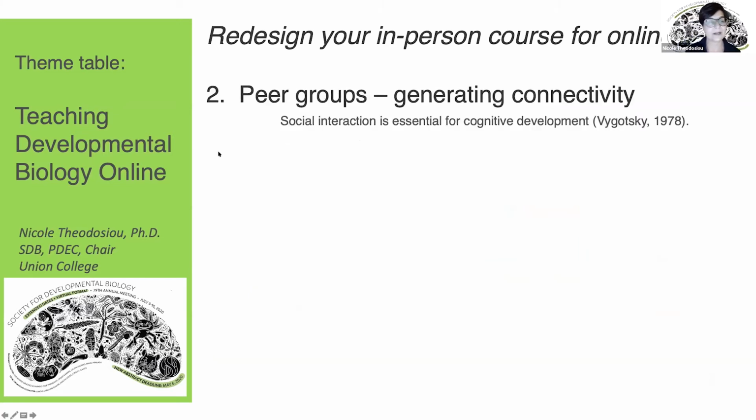Okay, so the second point I really want to make is using peer groups to generate connectivity between students. There was a psychologist, Ignazi, who wrote many books and made the observation that social interaction is essential to cognitive development. So students really need to talk to each other, to work together in order to learn well. And so the use of peer groups, though it can be tricky, is a great way to do this, and you can use peer groups in many ways.